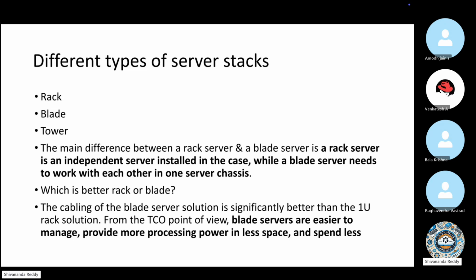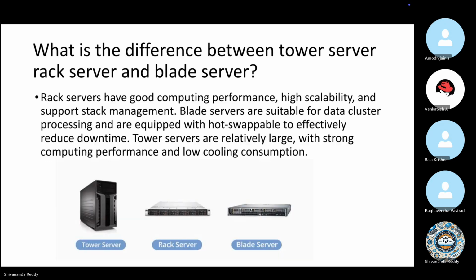For example, if you compare a petrol engine car and a diesel engine car, you have two choices. Some people prefer more power, so they go for diesel engine cars. Some people think about smooth operation, so they go for petrol engine cars. Similarly, based on the requirement, the server category also changes.